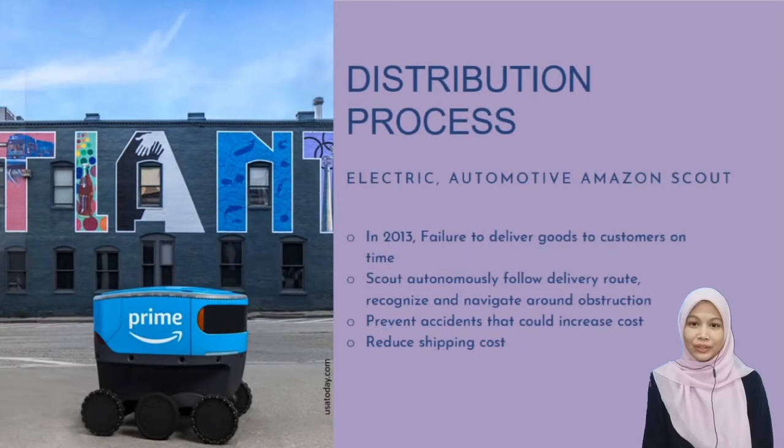At Christmas 2013, Amazon was challenged with failure to deliver all the goods in time because their prime mover could not cater to the unexpected increase in customer demand. As a result, it is reported that Amazon's net income dropped tremendously to 241 million in 2014. Hence, they decided to take a step into autonomous delivery by introducing Amazon Scout in 2019.